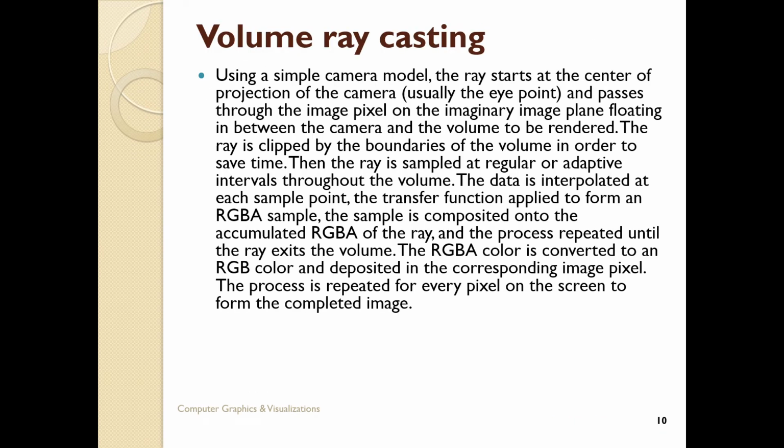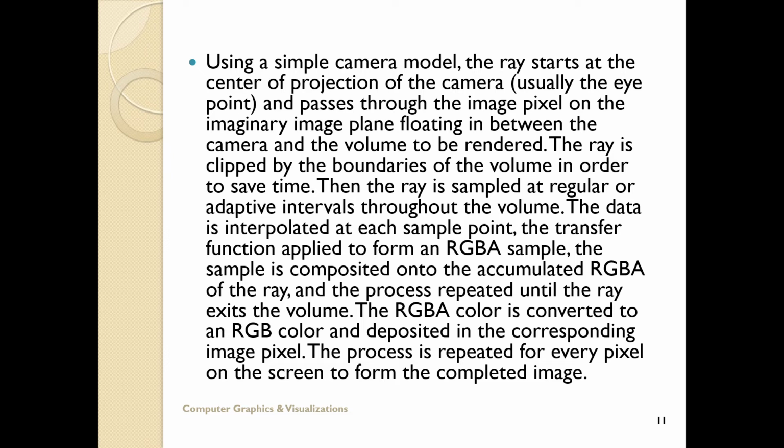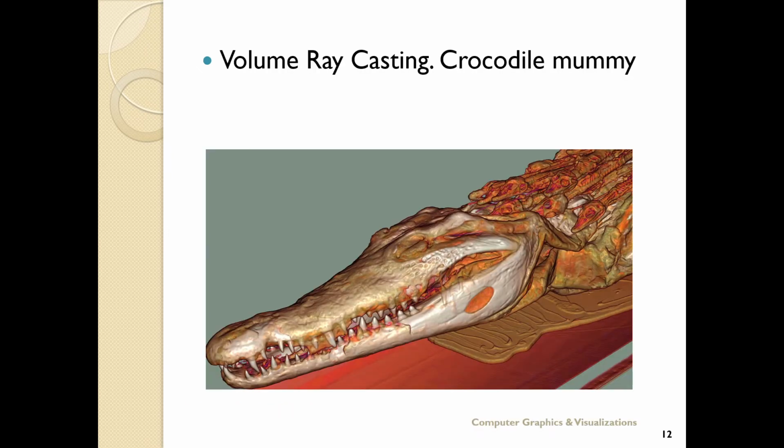So what is volume ray casting? Using a simple camera model, the ray starts at the center of the projection of the camera and passes through the image pixel on the imaginary image plane floating in between the camera and the volume to be rendered. The ray is clipped by the boundaries of the volume in order to save time. So here you can see how the volume ray casting works. This is a further explanation of that topic. So here is an example of volume ray casting of a crocodile mummy.